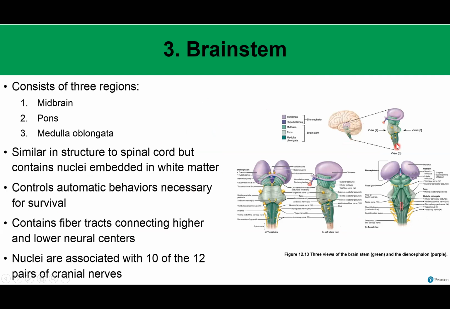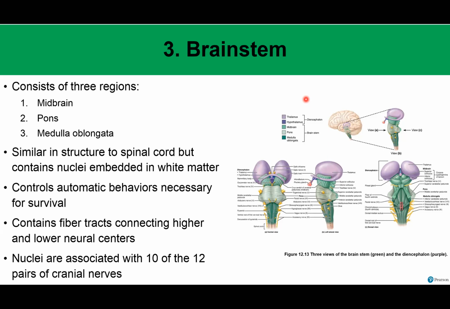so midbrain, pons, and then the medulla oblongata. And structurally, it's very similar to the spinal cord, but if you remember, the distribution of the white matter and the gray matter is going to be different than what it looked like in the spinal cord, because there are those nuclei embedded in the brainstem.